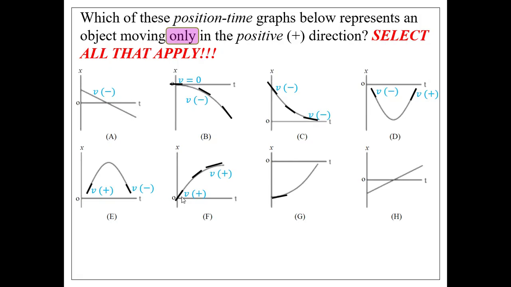Now, let's look at G. If you draw a tangent line there, that's positive V. It's kind of gradual, meaning it's barely getting moving. And then this is steeper, meaning it's speeding up. But V is still positive because the tangent lines here are all positive slope, right?